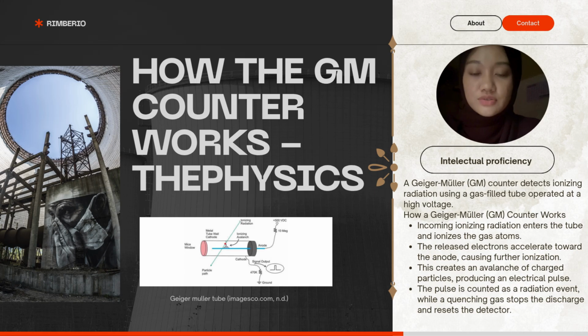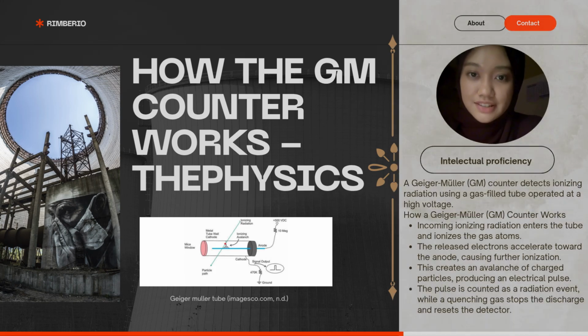As these electrons move, they cause further ionization of other gas atoms, leading to a chain reaction known as the avalanche effect. This avalanche produces a measurable electrical pulse, which is recorded as a radiation count. Finally, the quenching gas inside the tube absorbs excess energy and stops the discharge, allowing the detector to return to its original state and be ready to detect the next radiation event.